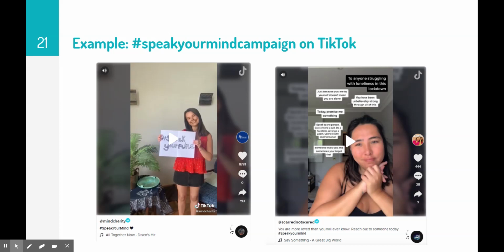Now, what Mind did was it launched a campaign on TikTok, and TikTok is a popular social platform among adolescents. And in this campaign, they really encouraged people to talk more about the mental health issues that they are facing, and they can do that through short music and dance videos, like people are used to on TikTok.